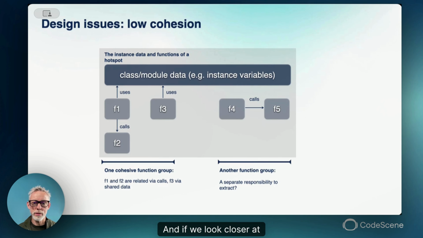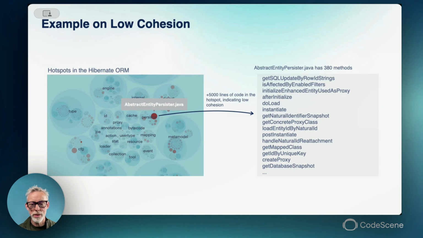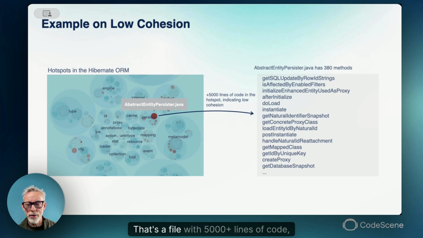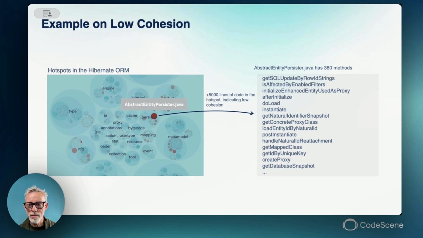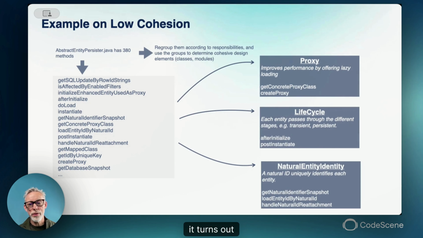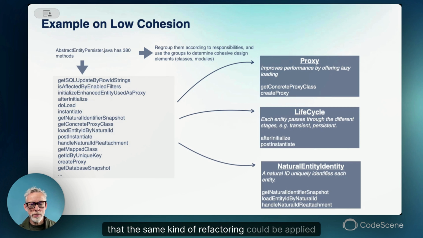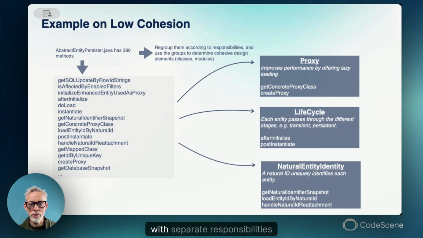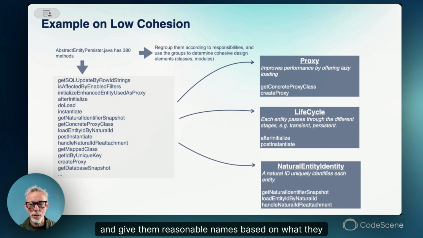And if we look closer at a more specific example, let's look at AbstractEntityPersister.java here. That's a file with 5,000 plus lines of code, 380 methods. And if you look closer at those and group them based on what they do and what data they access, it turns out that the same kind of refactoring could be applied here, but rather than just extracting functions, in this case, it's really extracting entire classes with separate responsibilities and giving them reasonable names based on what they do.